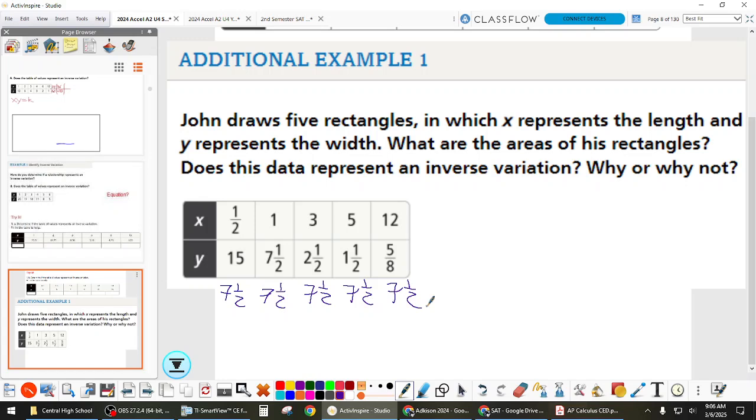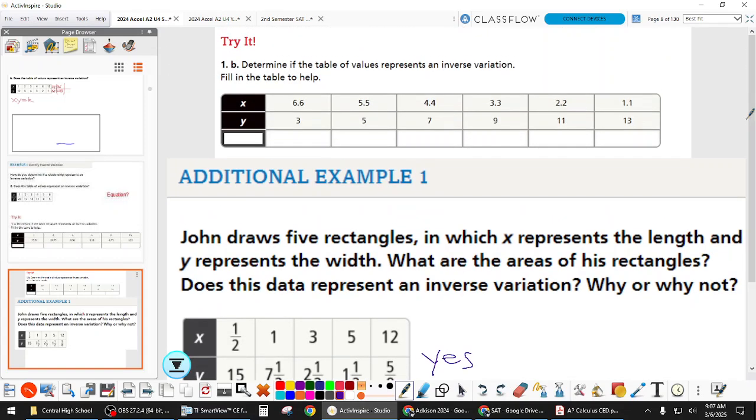Hold on. So I have a... What is K? Okay, so I know that one. Remember inverse variation, reciprocal function: x times y has to equal the same thing, so a constant. Good? Yeah. Okay.